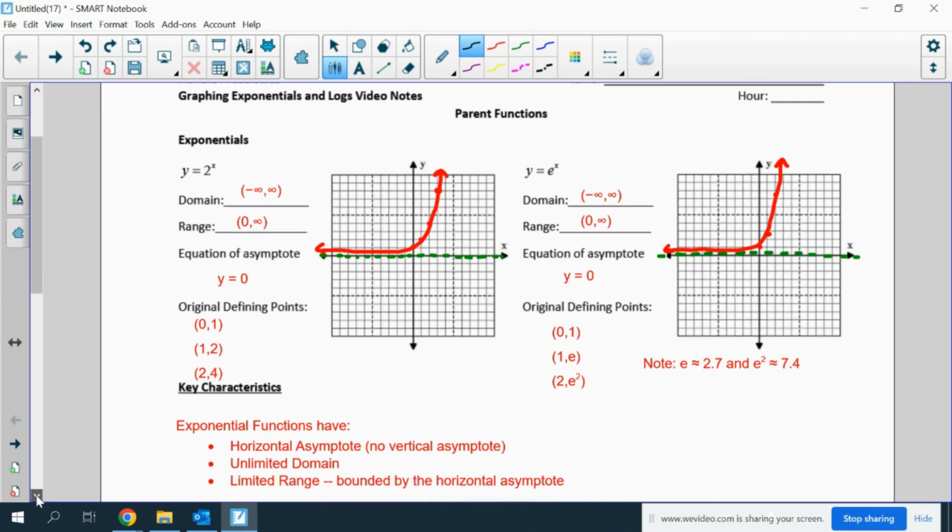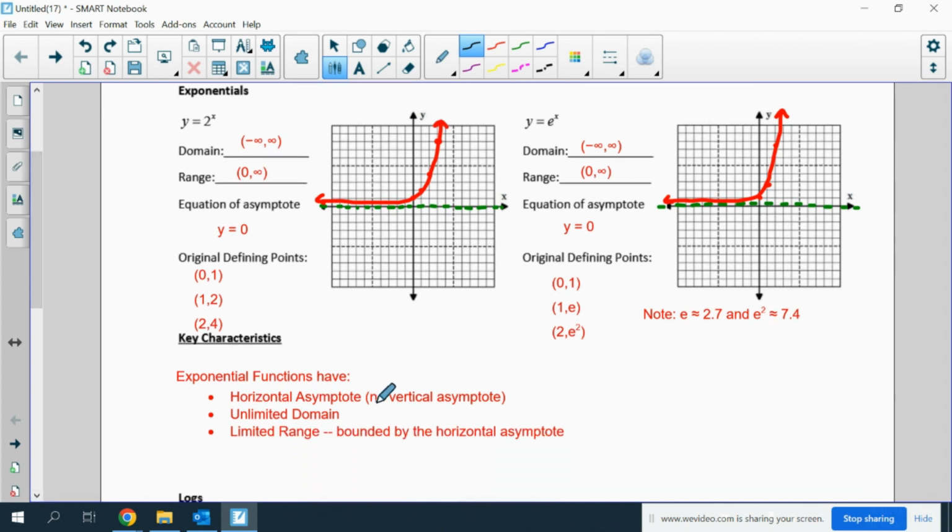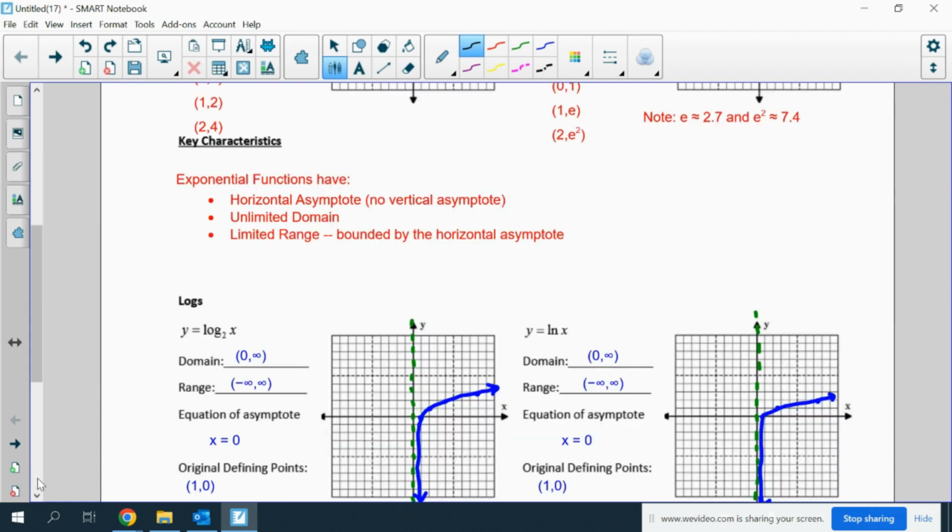The key characteristics of exponential functions are that they have a horizontal asymptote. They don't have a vertical asymptote. They have an unlimited domain and they have a limited range. So the range is bounded by the horizontal asymptote. So notice in this problem and in this problem, the range is 0 to infinity, but the domain is unlimited.